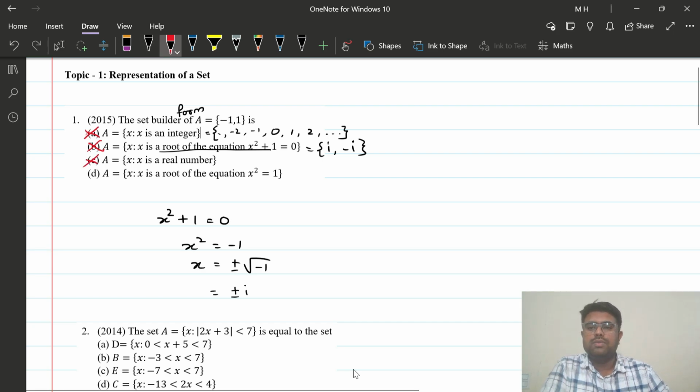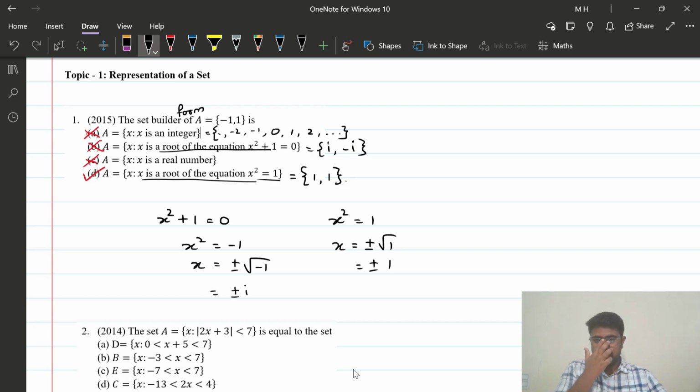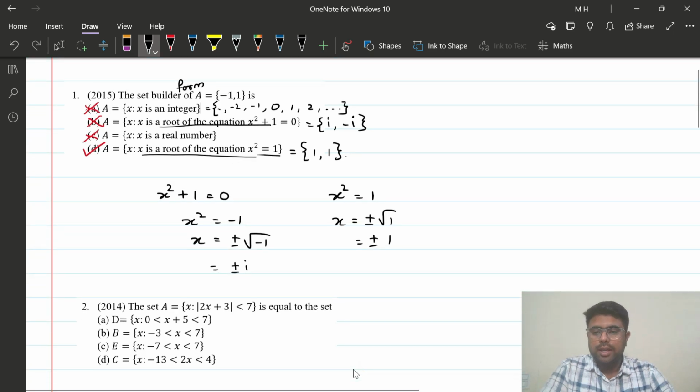And of course, fourth one must be right, right? But we'll just see if it is right. X is the root of the equation x square equal to 1. So x square equal to 1. This implies x equal to plus or minus root 1, which is 1. So therefore, it is plus or minus 1. Therefore, it is going to include plus 1 and -1 both. So option D is going to be the correct answer. So this is the correct set builder form of the set A.